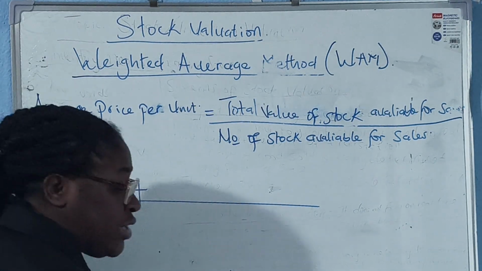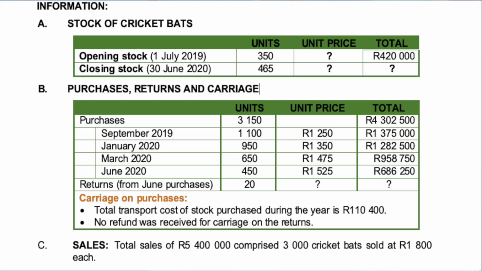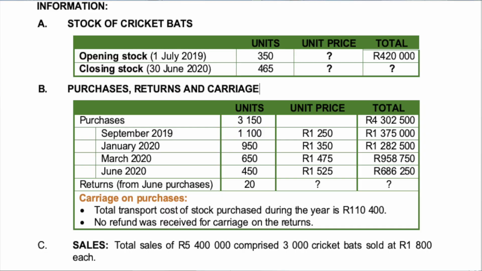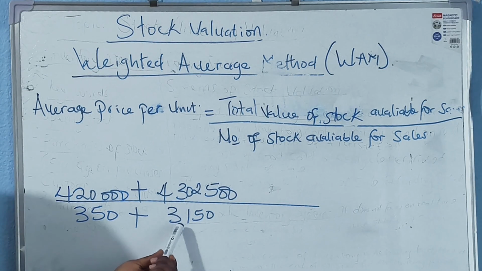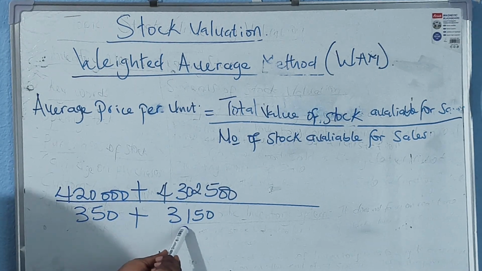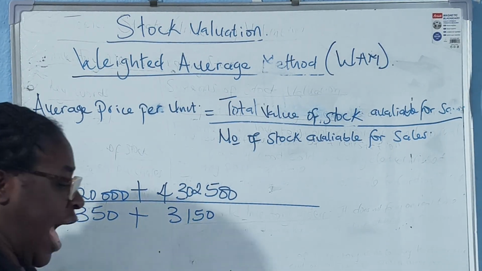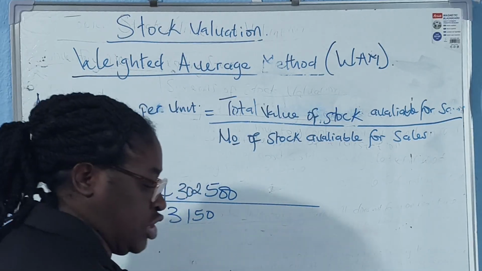The value of my total purchases stands at 4,302,500, and the total number of goods purchased was 3,150. Also, I put my total purchase amount as my numerator, and then I put the number of my total purchase as my denominator. Then I go ahead and look for my returns.